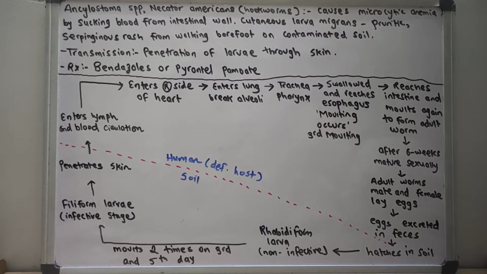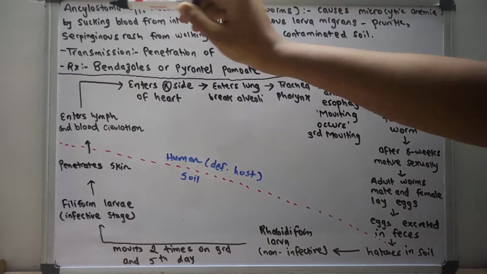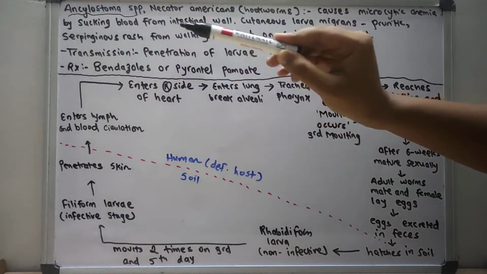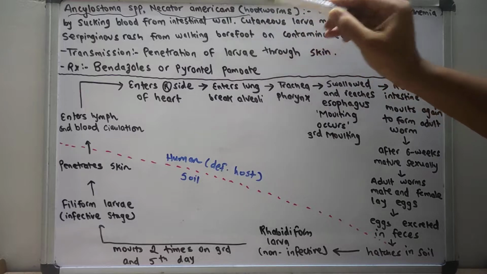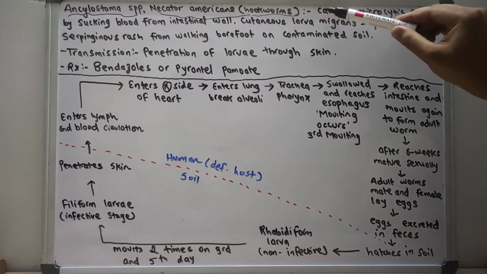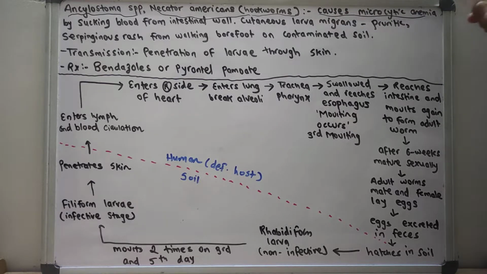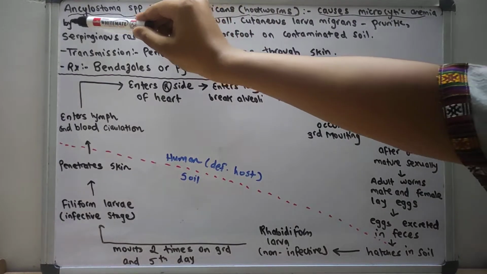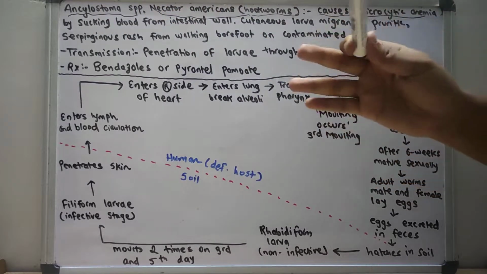Hello everyone. So now let us discuss another nematode, that is Ancylostoma species and Necator americanus. We also call them hookworms. The main disease caused by these hookworms is microcytic anemia. They cause microcytic anemia because they suck up our blood.